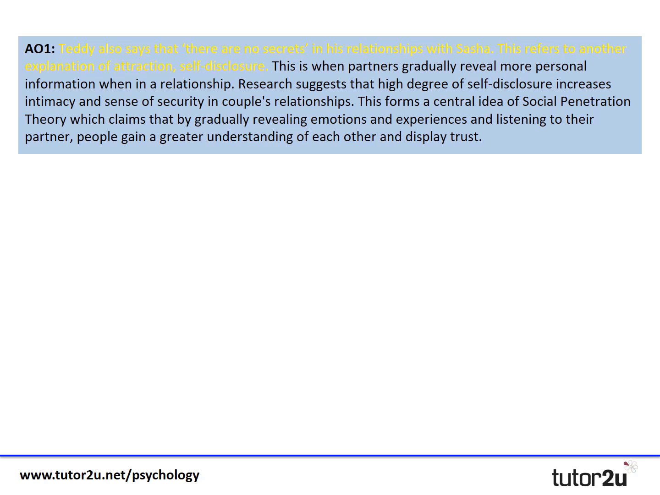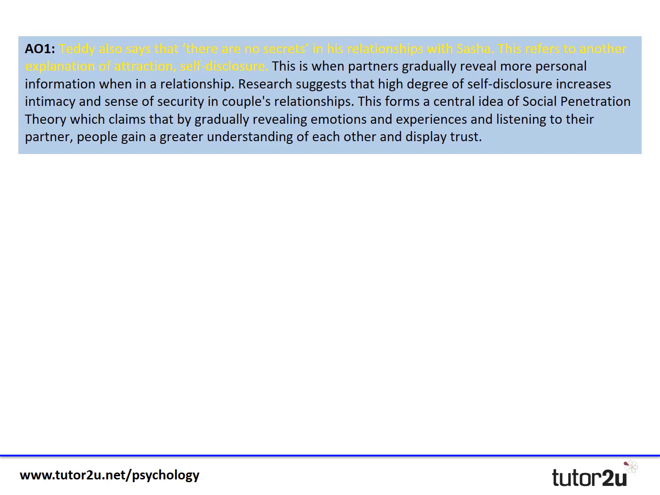You might say that Teddy also says there are no secrets in his relationships, and this refers to another theory, which is self-disclosure. Okay, so I've actually started my second part with a tiny bit of application, but really that's just to set the scene of the new theory I'm going into. This is where partners gradually reveal more personal information when they're in a relationship, and research suggests that a high degree of self-disclosure increases intimacy and a sense of security in a couple's relationships.